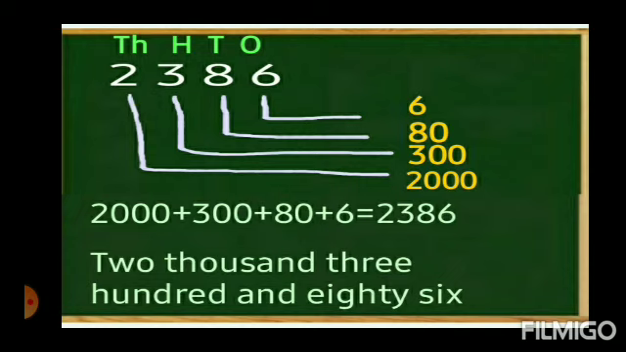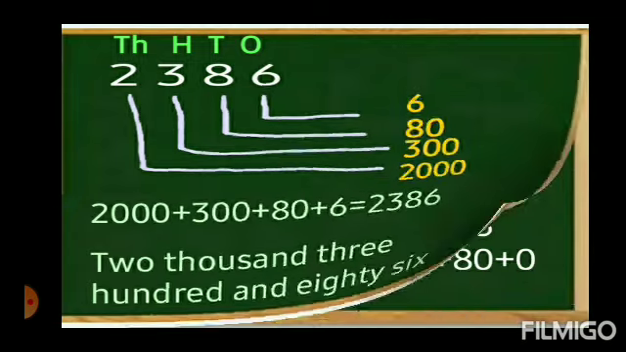Now coming to the expanded form of 2386. The place value of 2 is 2000, 3 is 300, 8 is 80 and 6 is 6 only. Let us write the expanded form: 2000 plus 300 plus 80 plus 6 is the expanded form of 2386. Here I have written the number in words. You can also know it as the number name.